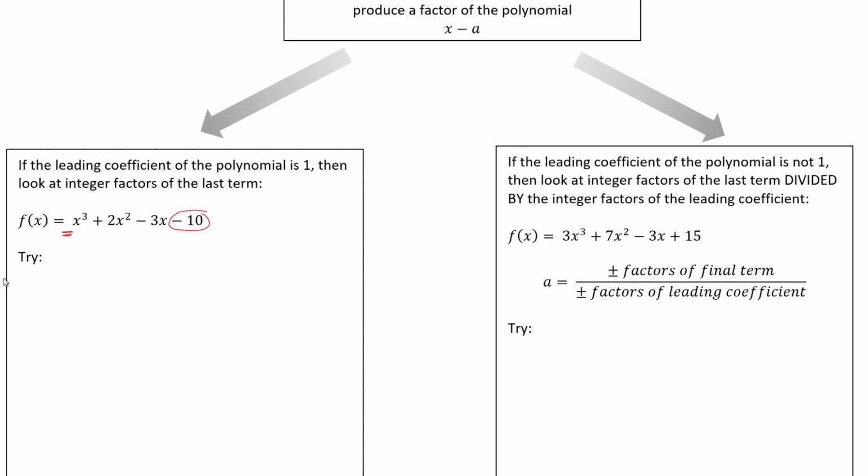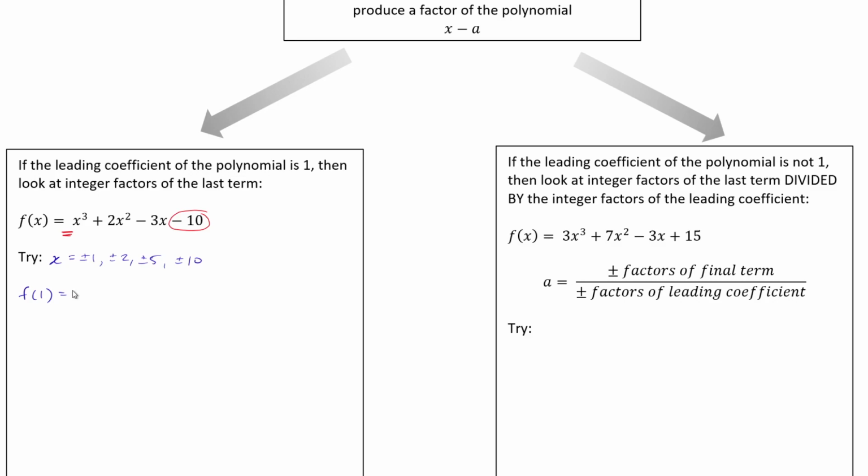The integer factors of negative 10 are, we're going to try x is equal to plus or minus 1. We can try x is equal to plus or minus 2. x is equal to plus or minus 5. And x is equal to plus or minus 10. So let's try evaluating the function. We'll start with the easiest one, which is let's try evaluating the function at 1. And if it yields a value of 0, then x minus 1 is a factor of that polynomial.